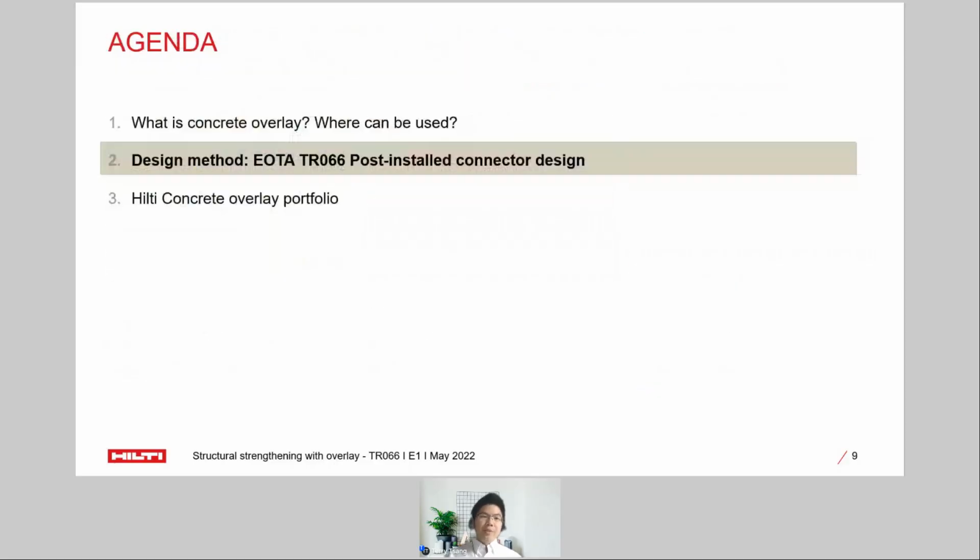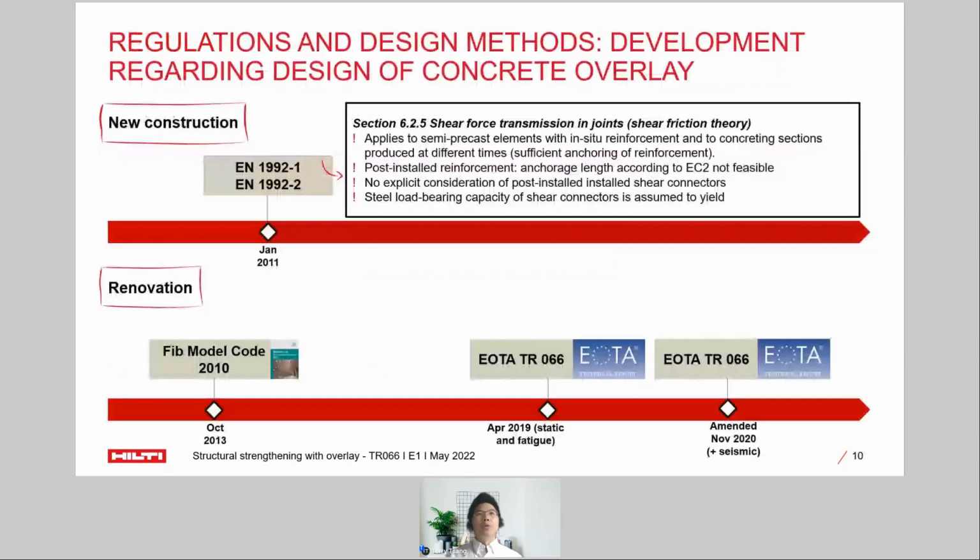So the first part talked about why you need the overlay, right? Again, to bring back the monolithic behavior of the structure, and we can use it in civil engineering or in building construction. Now we will move to the second part of today's presentation, which is about the design method, the new TR66, and I will also show you the difference compared to the existing one, which is EC2 part one and part two.